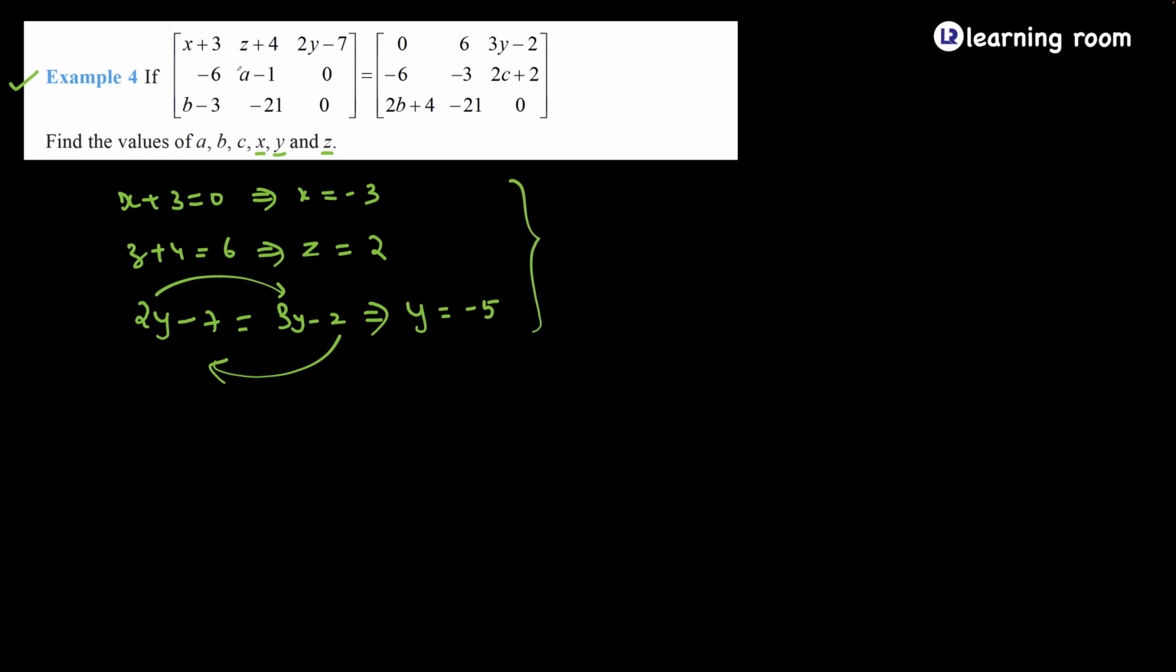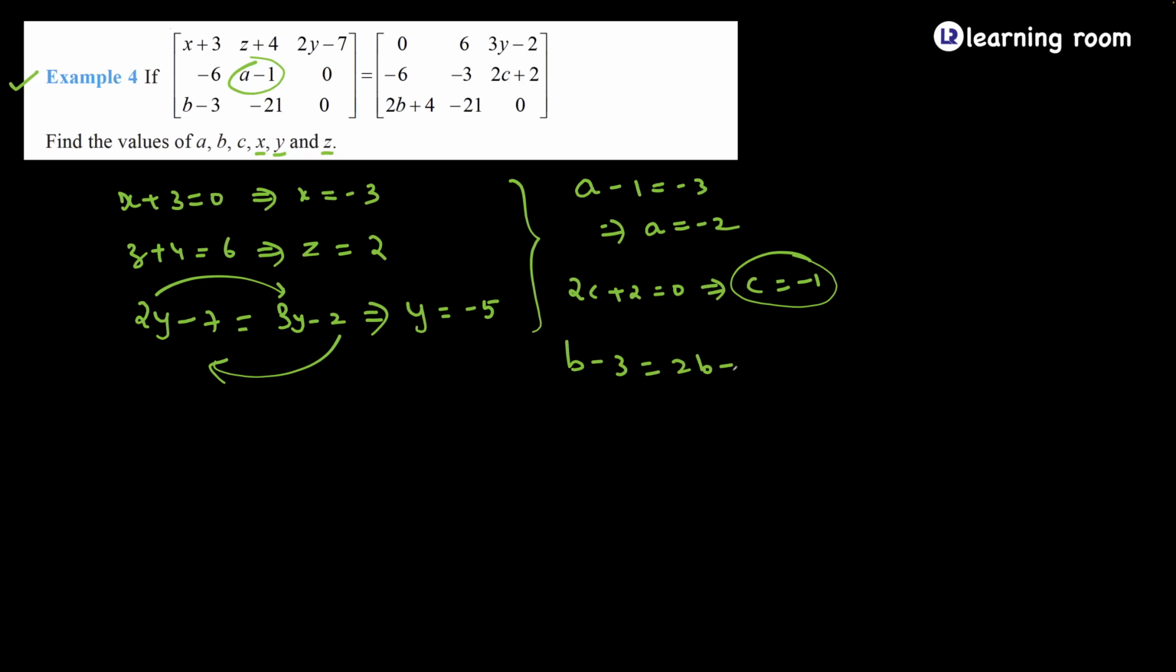Now what we will do is we'll compare this. a minus 1 is equal to minus 3, which implies a is equal to minus 2, right? Similarly, 2c plus 2 is equal to 0, which implies c is equal to minus 1. Similarly, b minus 3 is equal to 2b plus 4. Take b to the other side, 4 this side. It will be in such a way that b is equal to minus 7. So we found the values of a, b, c also. Are we clear?